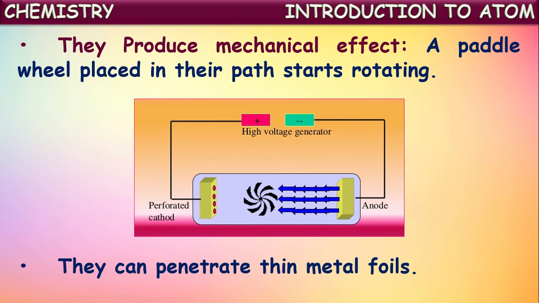And these positive rays can penetrate through thin metal foils. So these anode rays or positive rays can penetrate through thin metal foils.